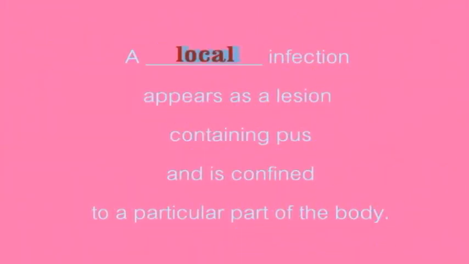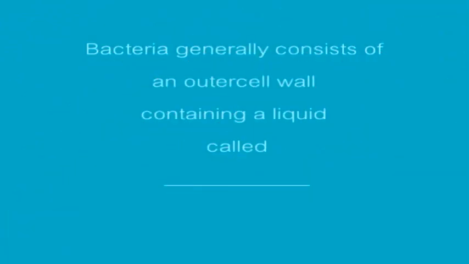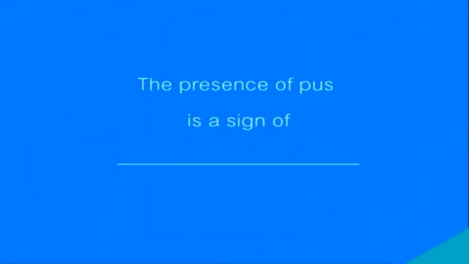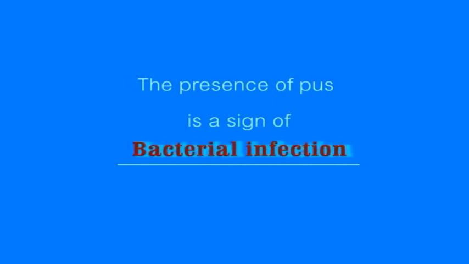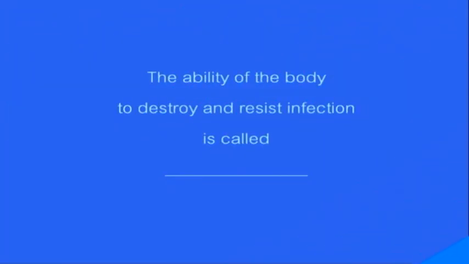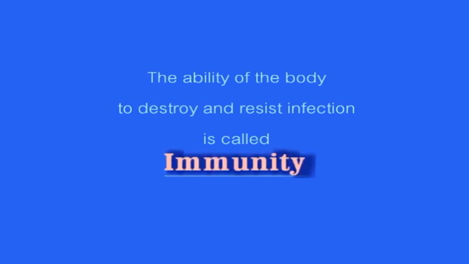A local infection appears as a lesion containing pus and is confined to a particular part of the body. Bacteria generally consist of an outer cell wall containing a liquid called protoplasm. The presence of pus is a sign of bacterial infection. The ability of the body to destroy and resist infection is called immunity.